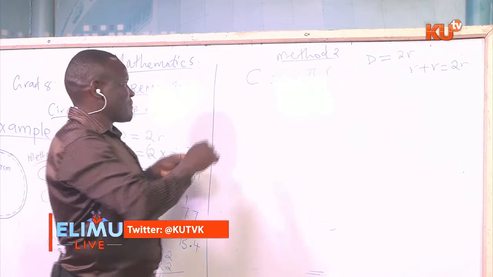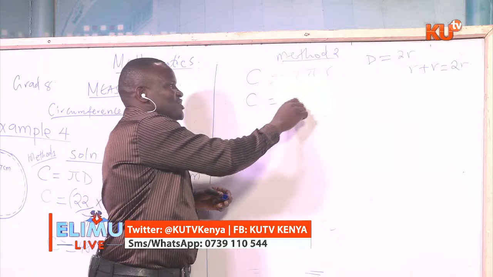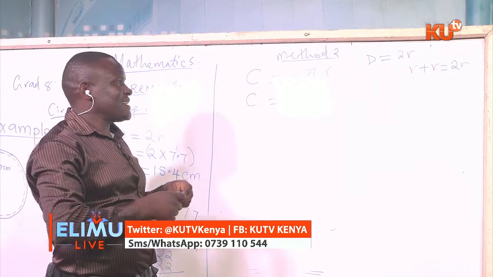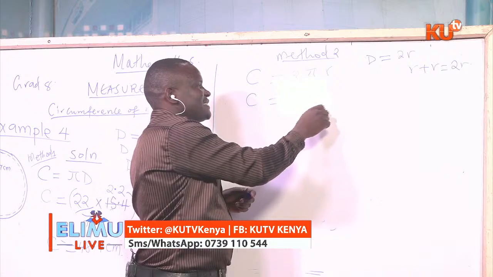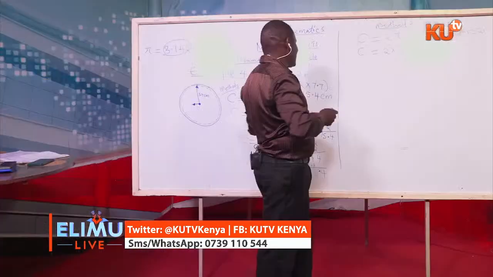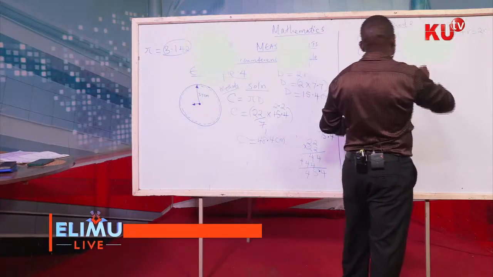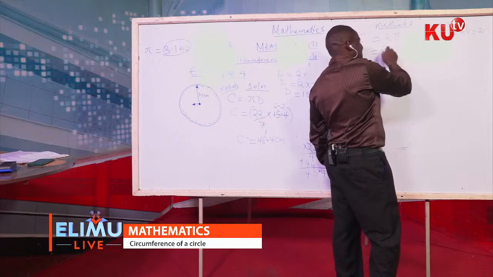to calculate the same question. So therefore, circumference will be equal to 2 times pi, which is 22/7, times the radius. Our radius, in our case, the minute hand, was 7.7.